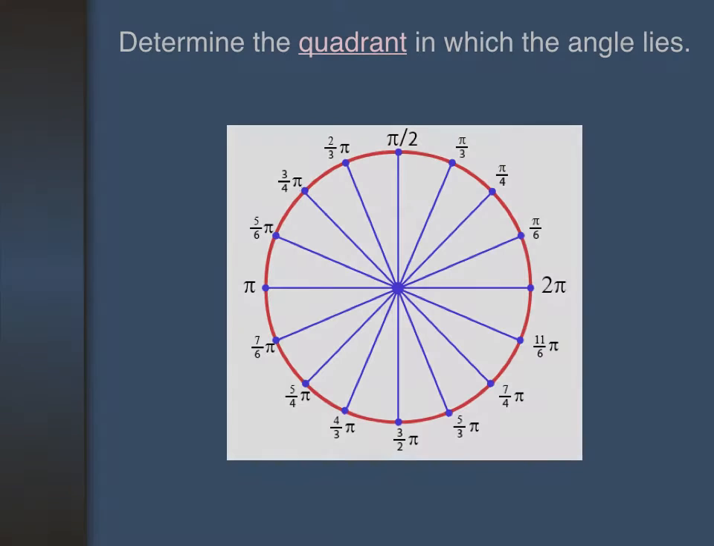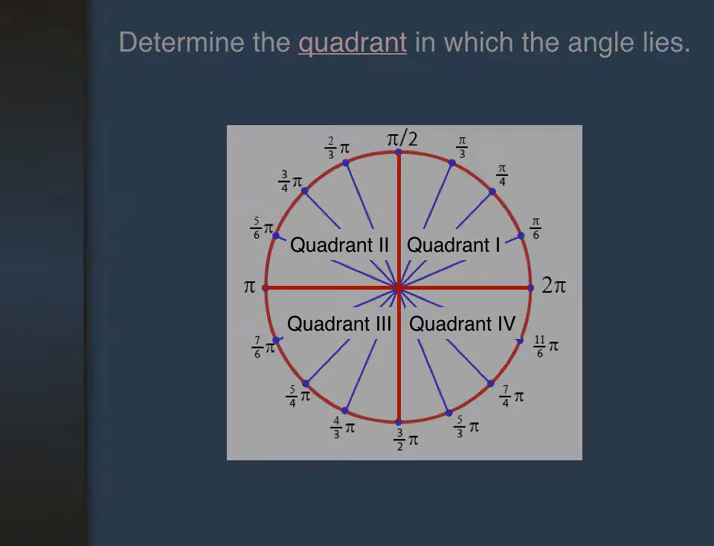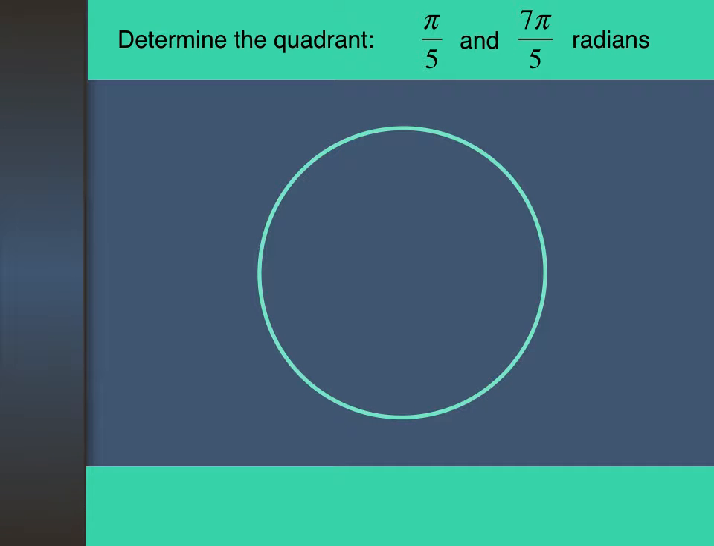So with radian measure, same thing, we'll break the circle up into four quadrants, and quadrant 1 is the top right, and then we number in a counterclockwise fashion from there. So we'll start with this problem. Determine the quadrant of pi over 5 radians and 7 pi over 5 radians.